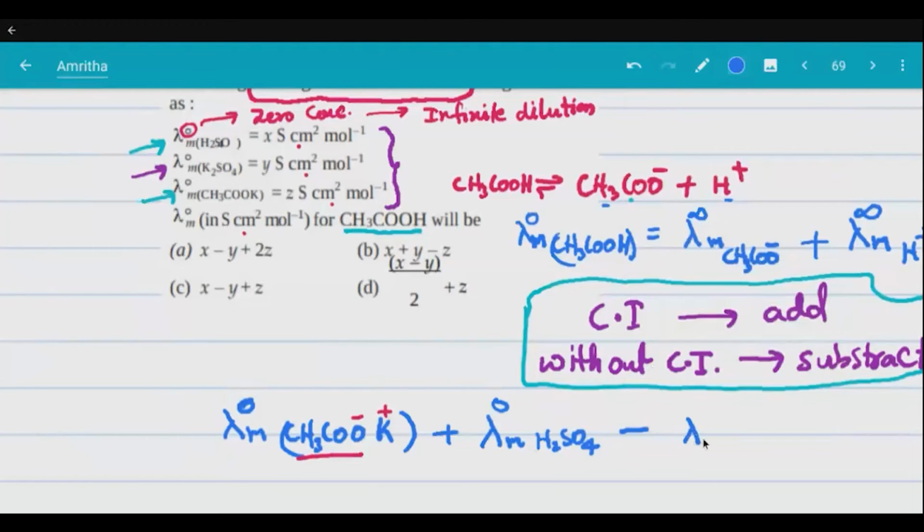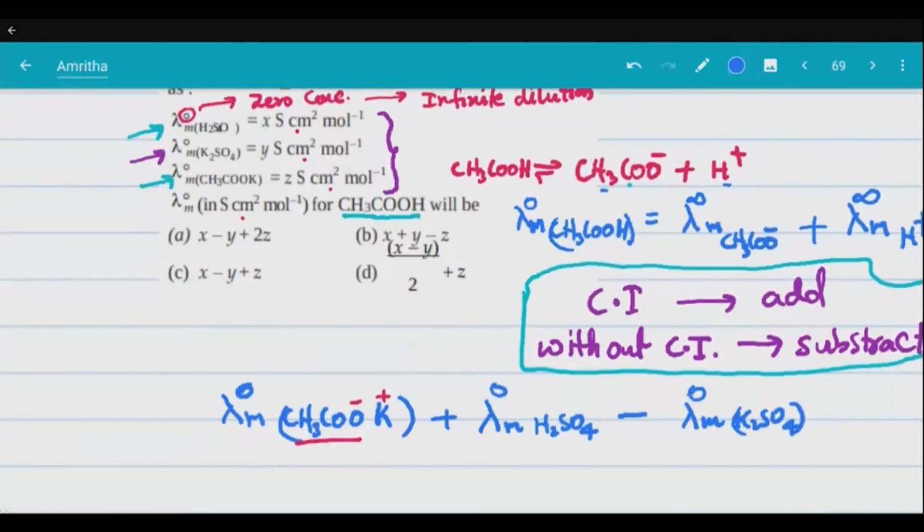So lambda m 0 K2SO4. So what is the correct answer now? Tell me. This must be 2 times, but K is not balancing, no? K2SO4, K is not balanced. So what you have to do is, this is 2 times, and this is 1 time. So look at this. This has to be 2 Z.